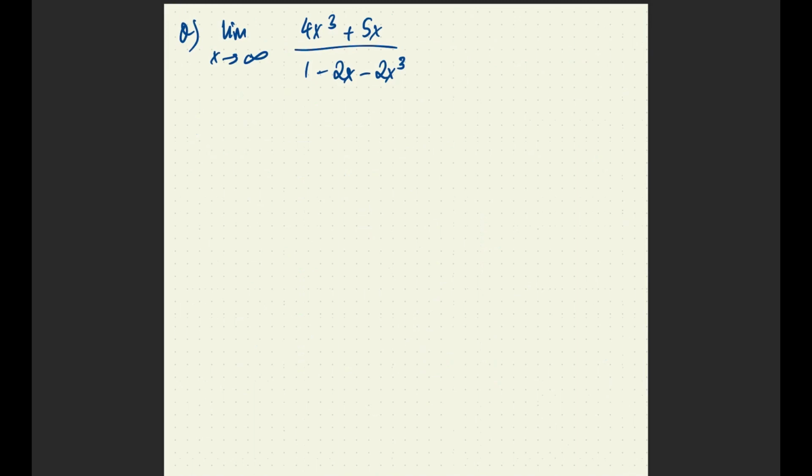So here we have the limit as x approaches infinity of 4x cubed plus 5x divided by 1 minus 2x cubed. So right away we know this is a rational function because we have a polynomial divided by another polynomial. So what do we need to do? We need to find the greatest power of x in the denominator. So we know that we have just an x here, and here we have x cubed. So obviously the greatest power of x in the denominator is the x cubed. So again, keep in mind that we are only looking for the greatest power of x by itself.